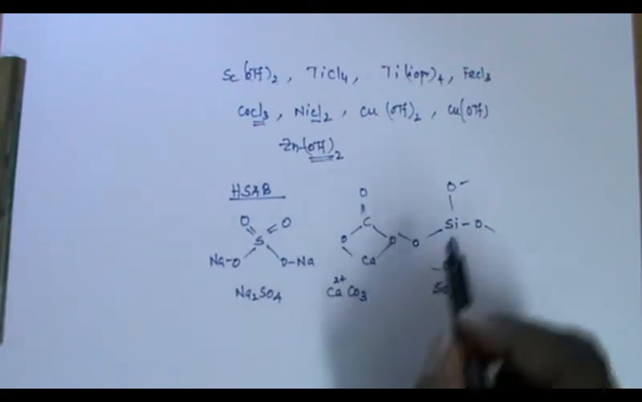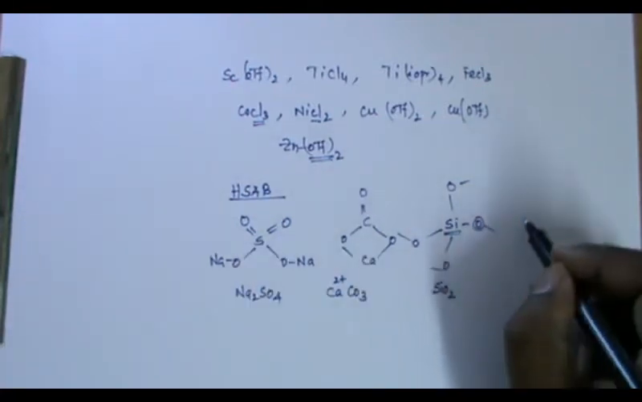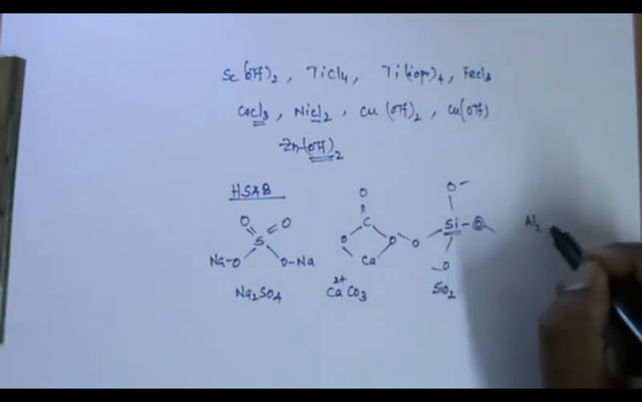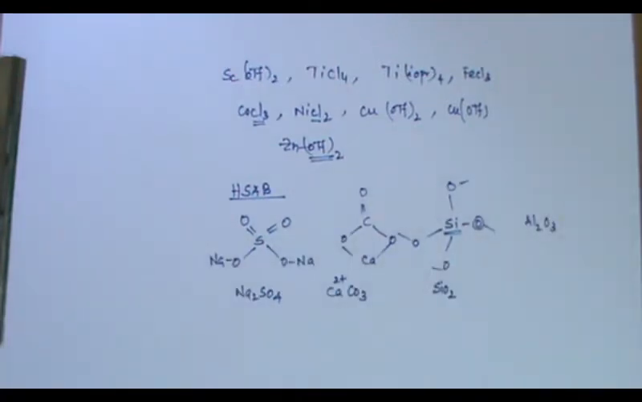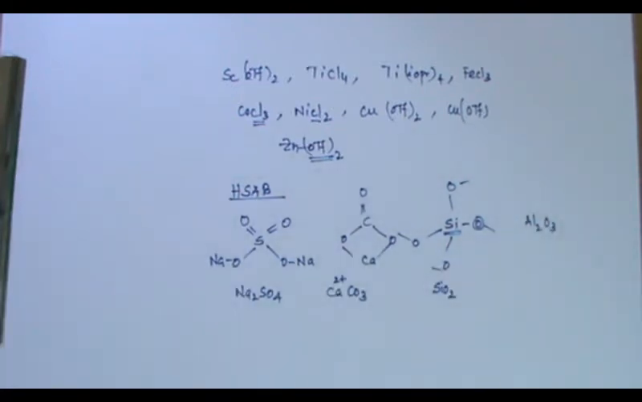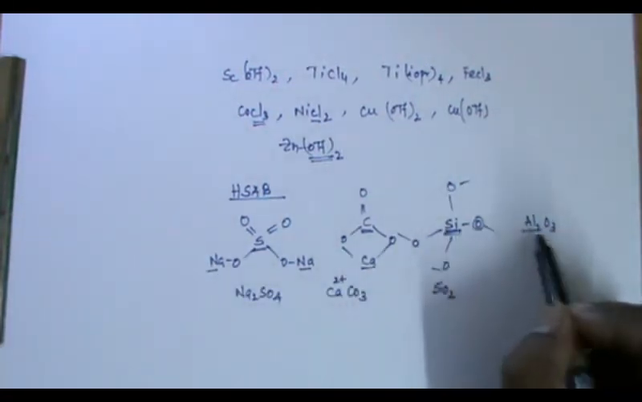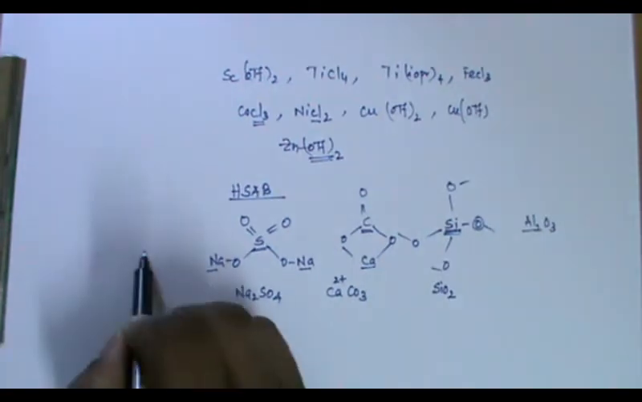In this SiO2, silicon is attached with oxygen, and the earth crust is made up of this. Similarly, if you go for aluminium oxide, Al2O3, in this, aluminium is bonded with oxygen. Now the question is, why do these metals prefer to bond with oxygen?